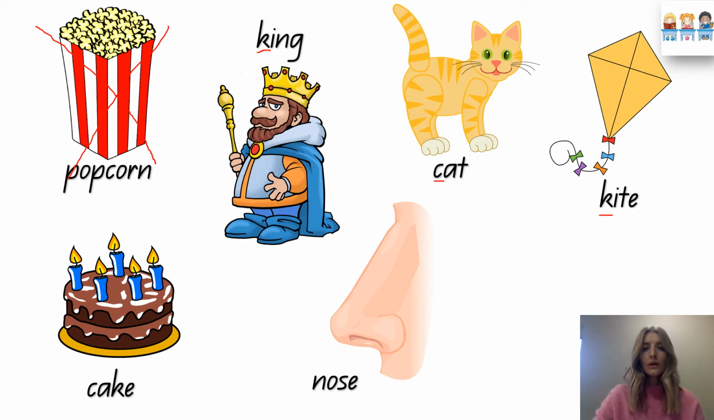Nose, is that a K word? No, so we can cross that one out. Last one, we've got cake. That is a K word, and we can see here, it's got a K for the first sound and a K for the last sound. Cake, and it's a C and a K for that word.